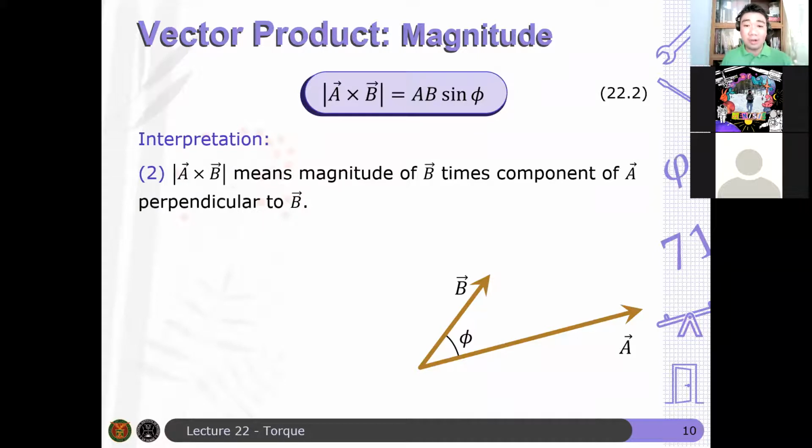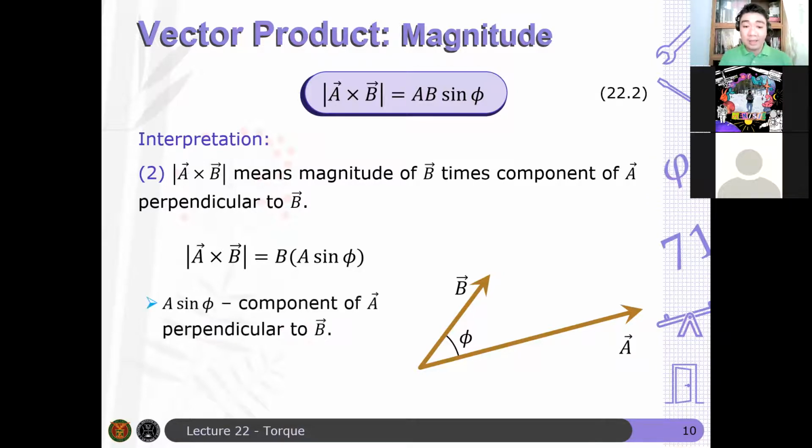Now, another way to interpret is baliktad naman. So, the magnitude of B times the component of A that's perpendicular to B. So, this is A cross B, which is B times A sine phi, where ang gagawin natin, magbabagsak tayo ng perpendicular component sa A, and A sine phi here is the component of A perpendicular to B. So, parang ganyan. Nagbagsak tayo ng perpendicular, and the length of that perpendicular is A sine phi. Okay? Questions?